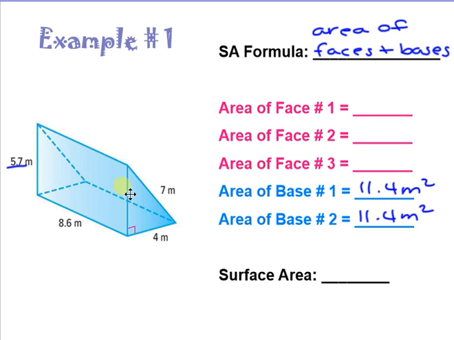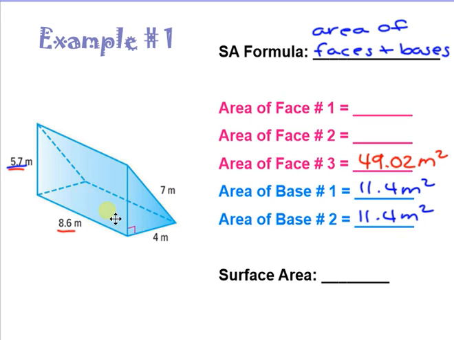Now I'm going to focus on my faces, which are my rectangles. I'm going to do the one that's closest to me, which is this big one right here. It has a base of 8.6 and a height of 5.7. So 8.6 times 5.7, and that's going to give me 49.02 meters squared. And you might be wondering, am I writing these in any certain order? It doesn't matter because ultimately I'm going to add them all together.